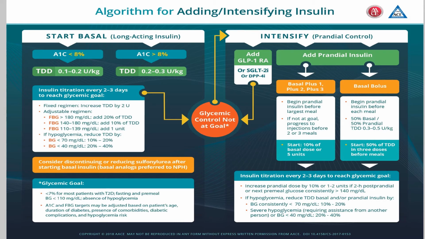And then here's an algorithm for if you are starting insulin. So you usually start with basal or long-acting insulin, depending on what their A1C is. TDD is total daily dose, how many units per kilogram you're going to start with. And then you titrate them up every few days until you're reaching their glycemic goal.